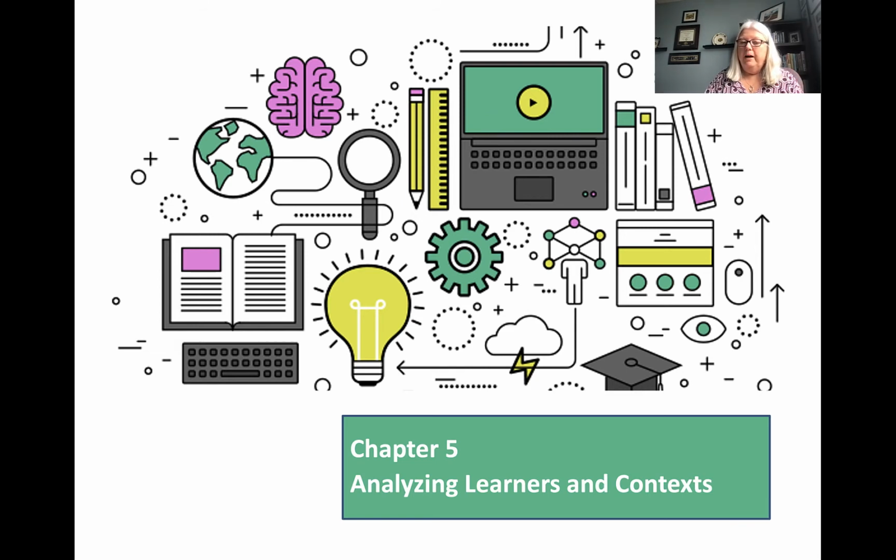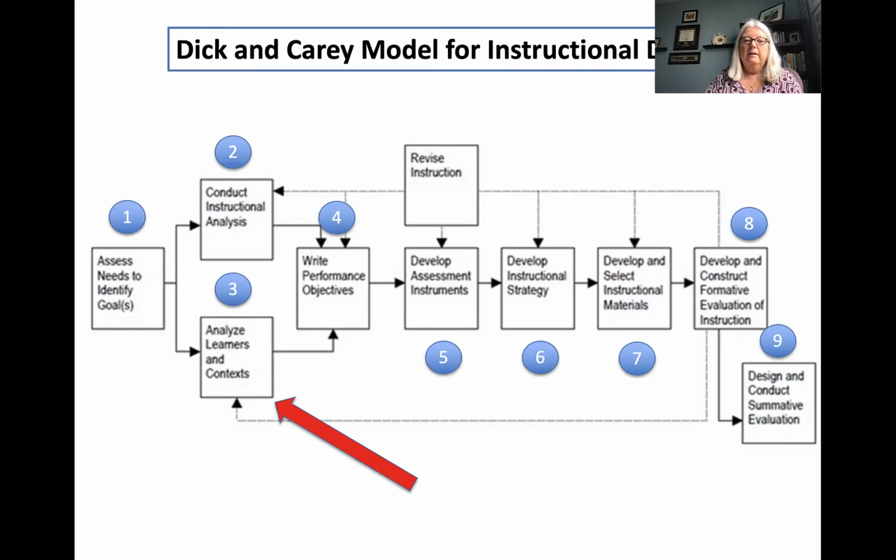Chapter 5 moves on to analyzing learners in context. So here's where we are in the Dick and Carey diagram. We've moved ahead a step after we conduct our instructional analysis and we know what we want the behaviors to be. Now we need to take a really close look at who are our learners and where will they be performing the behavior I'm teaching them and where will I be teaching them this behavior. We want to analyze those in order to understand how to best do our training.